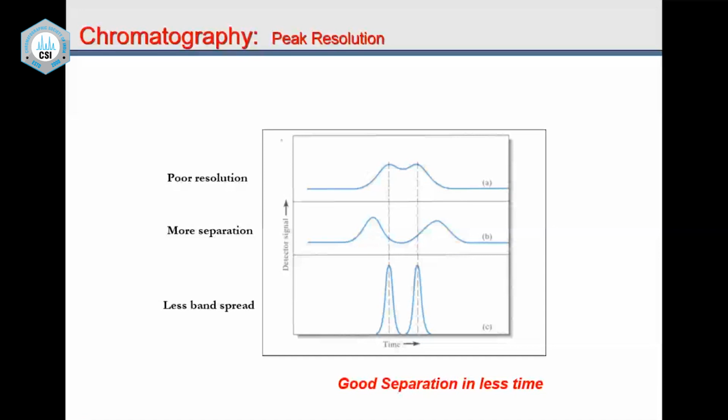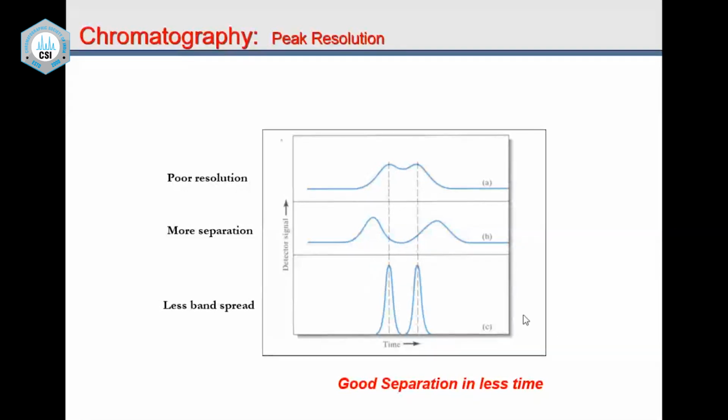Now looking at it, without knowing much about chromatography even now, you can definitely say the last one, that is C, is a better chromatogram than the other two. The first one is the one where we are not getting good separation. In the second one, we are getting some separation. And in the third one, we are getting a good separation with very sharp peaks. Now, this is what we need. We want to have a good separation in less time.